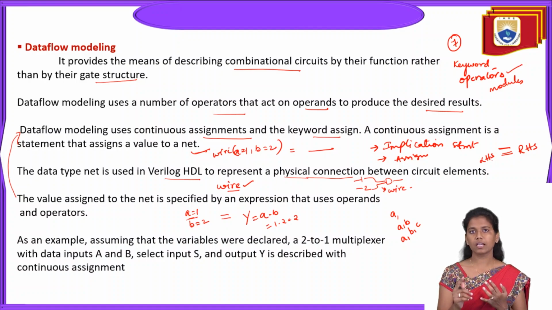Operators consist of the operands, and also by using the data types, different data types. Data types are nothing but where the values are assigned to particular coefficients, right? Some values are to be assigned to some variables, and those variables could be a physical connection variable like wire, and also they could be other variables which are not associated with physical connections.